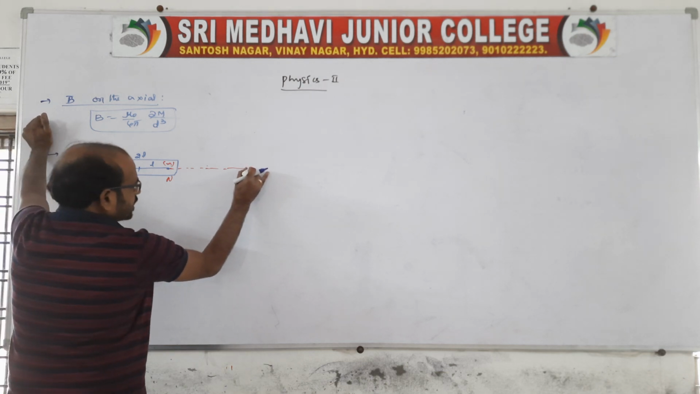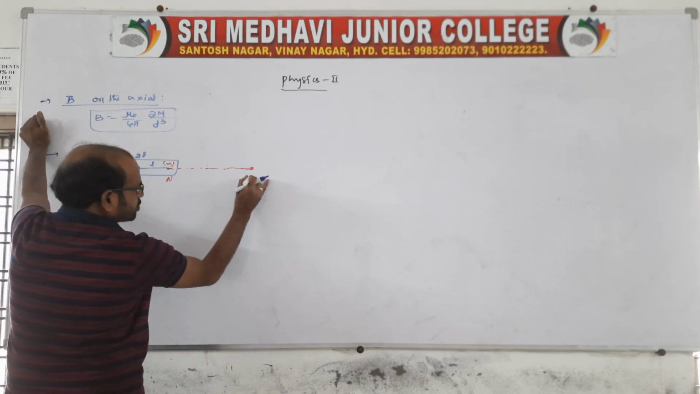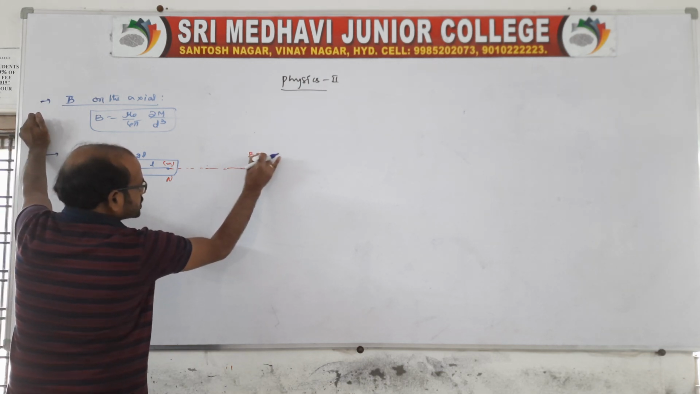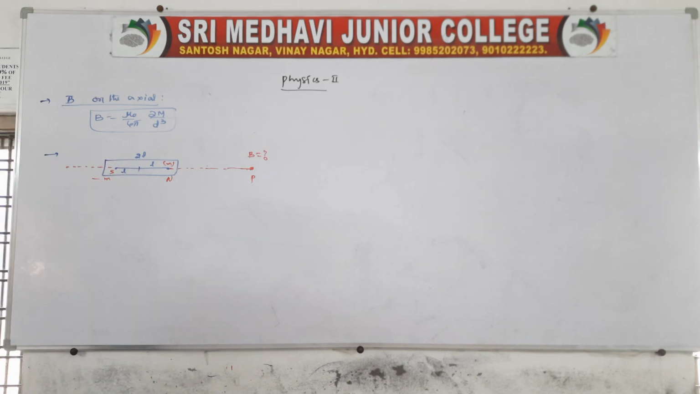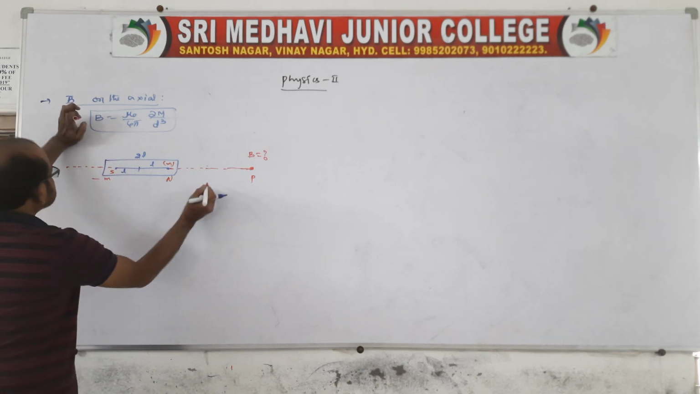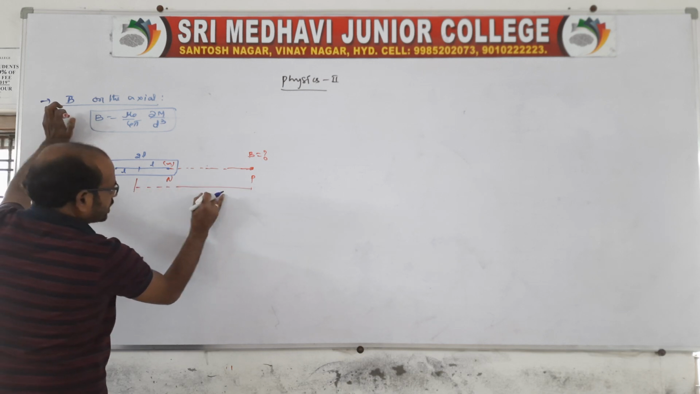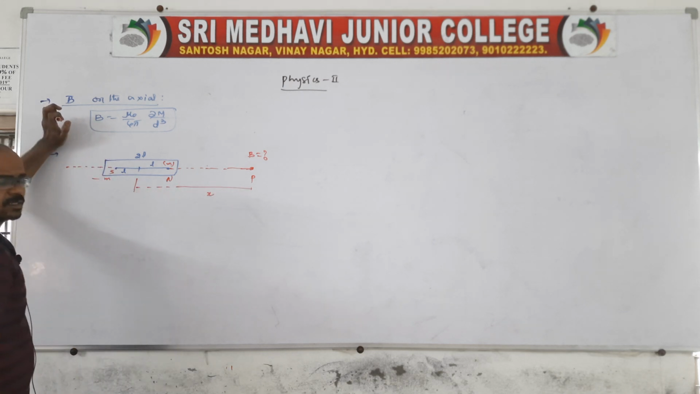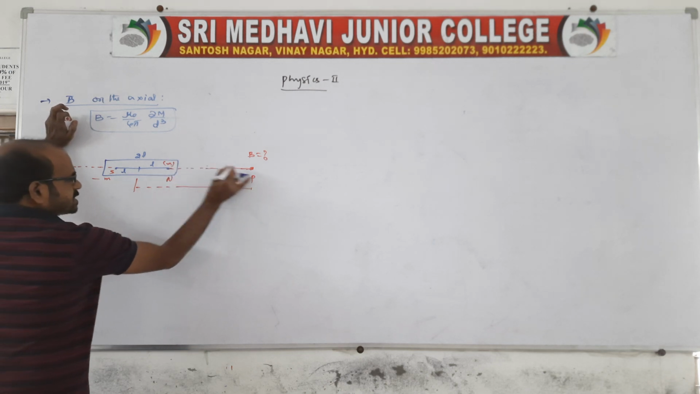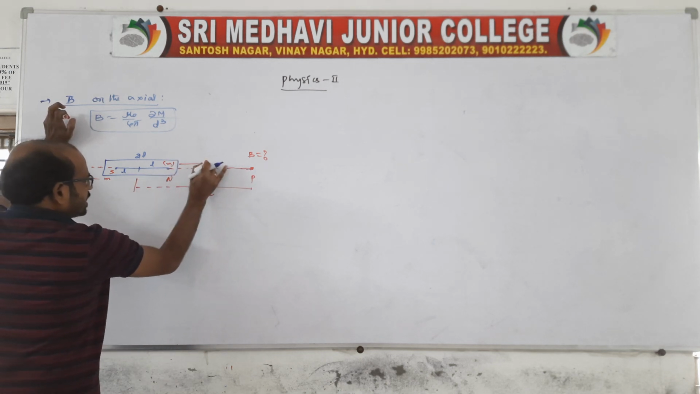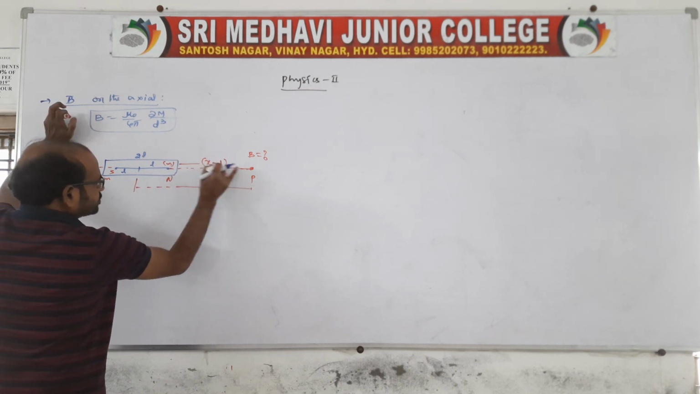So on the axial line is what is asked, no? You take one point P. At this point P, let us find the magnetic induction. This point is at a distance x from the center of the magnet. Now from the north pole, this distance is x minus L. Shall I?